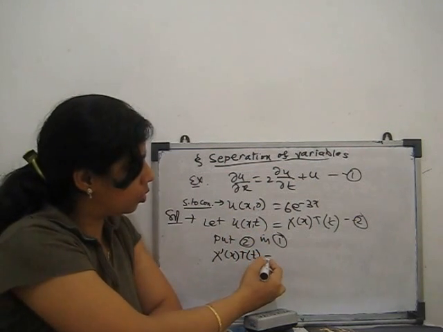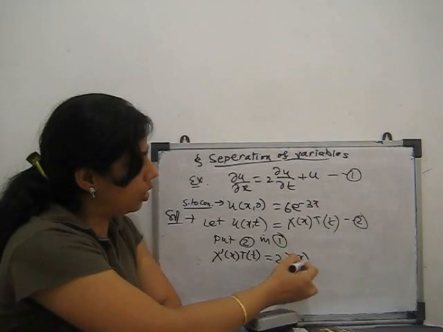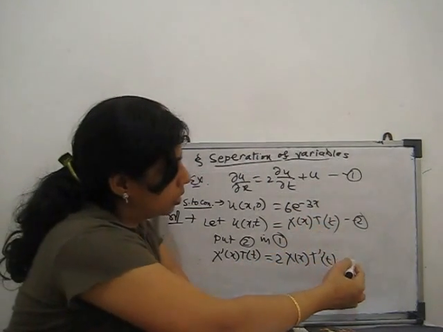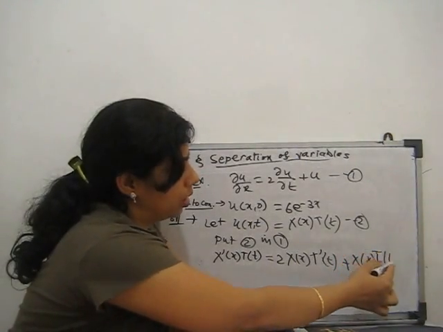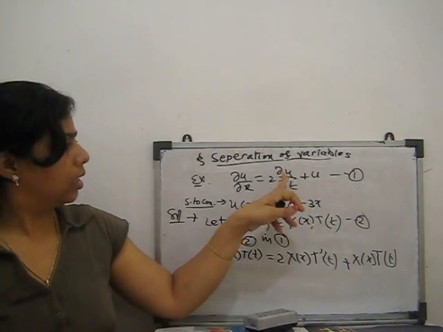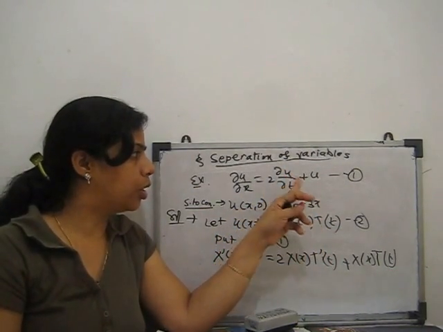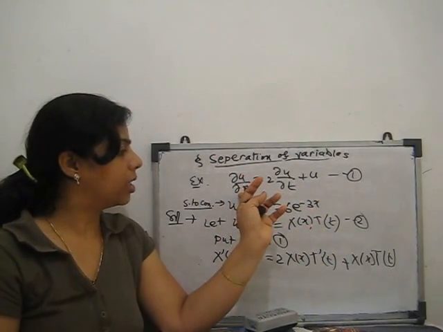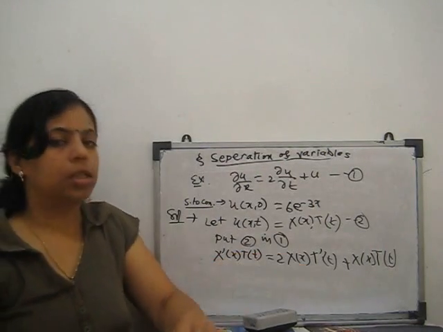T is treated as a constant. Now differentiate with respect to t: 2XT' plus XT. In place of u we can substitute this. This is the partial differentiation with respect to t, so partial differentiation with respect to t is T', and partial differentiation with respect to x is X'. So this is the substitution.